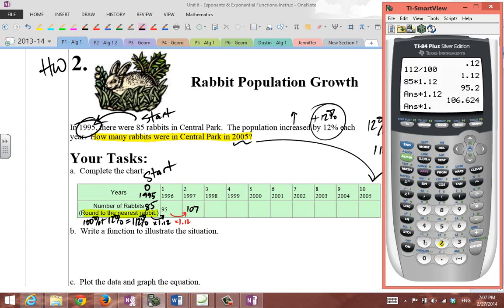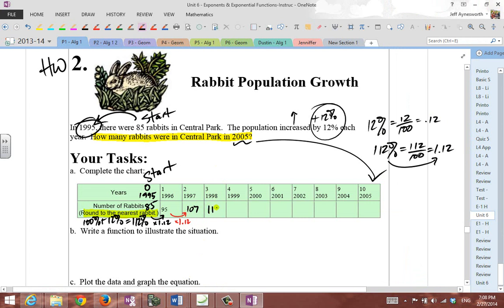Then times another 112% to figure out how many rabbits you have the following year. 4/10 is lower than 5, so you round down to 119. So you have about 119 rabbits here. Again, all you do is multiply by 1.12 every single time. You do this again and again, and you get to year 2005, and you can figure that out.